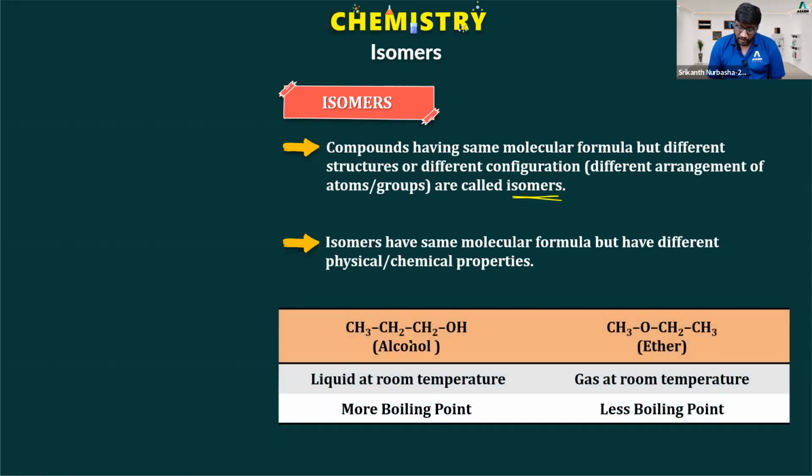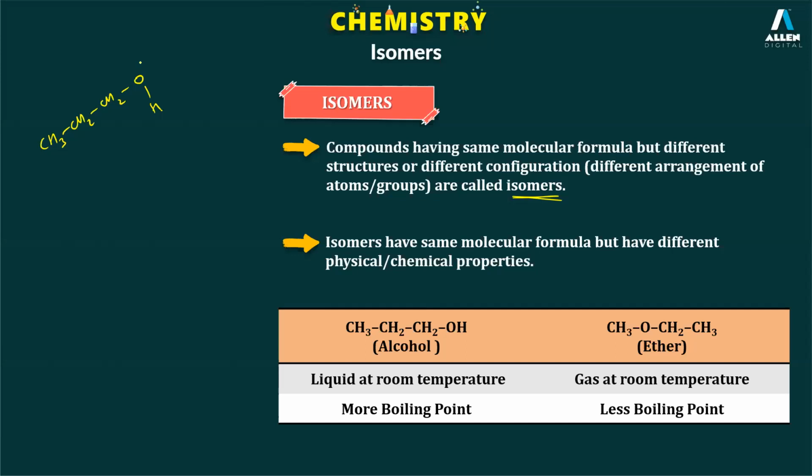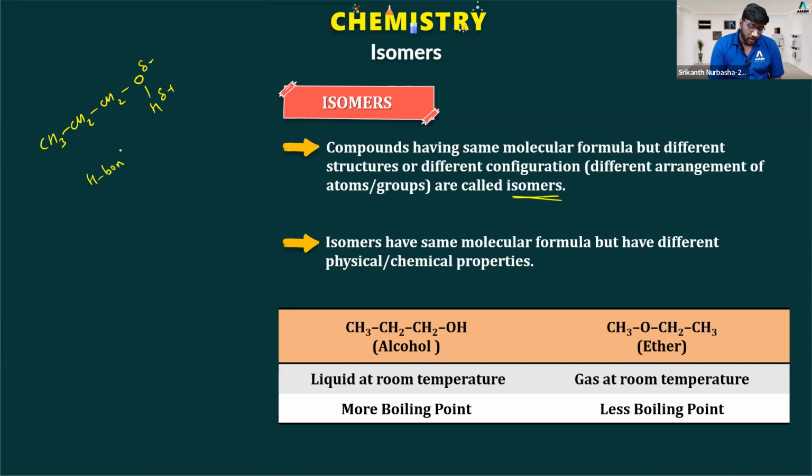CH3CH2CH2OH is alcohol. CH3OCH2CH3 is ether. Alcohol and ether, if you look carefully, what is the main difference between these two students? Alcohols has what type of intermolecular forces? Hydrogen bonding. The partial negative charge is present on oxygen, partial positive is present on hydrogen. So between two molecules of alcohols, you have hydrogen bonding. Because of hydrogen bonding, because of stronger intermolecular force of attraction, alcohols are going to possess high boiling point. Because of that, they are present in the liquid state at room temperature.